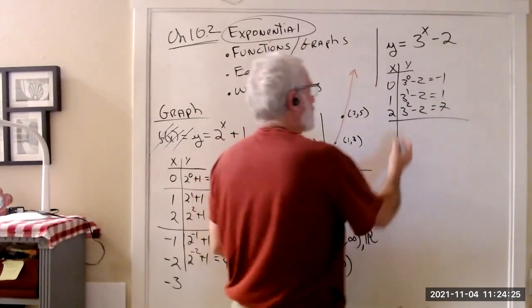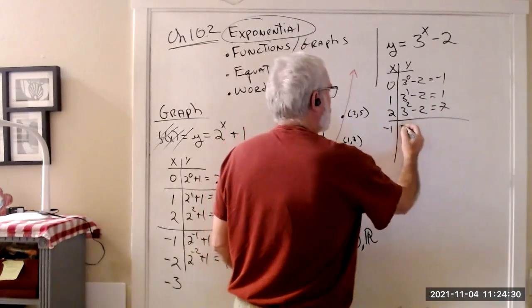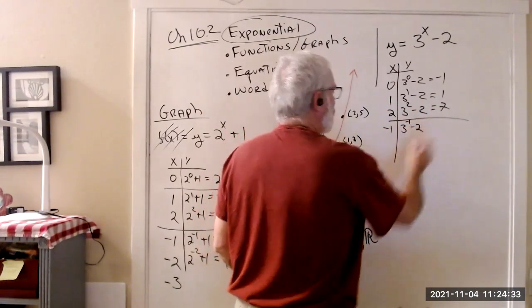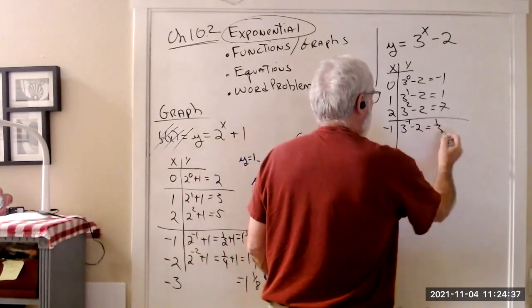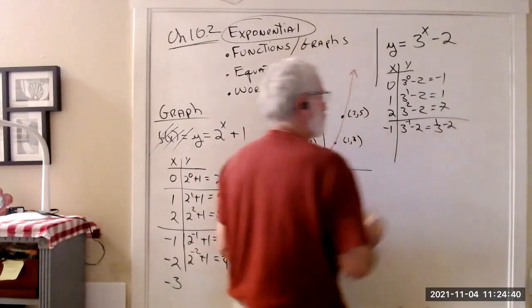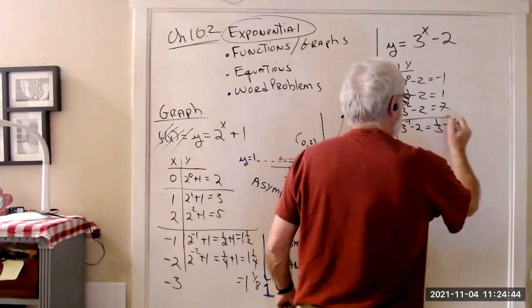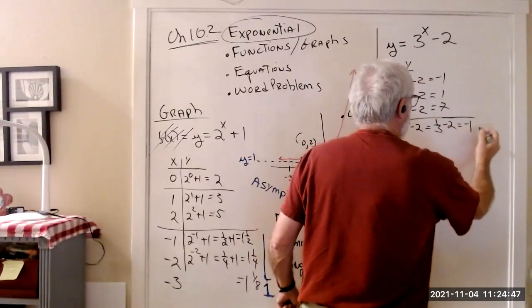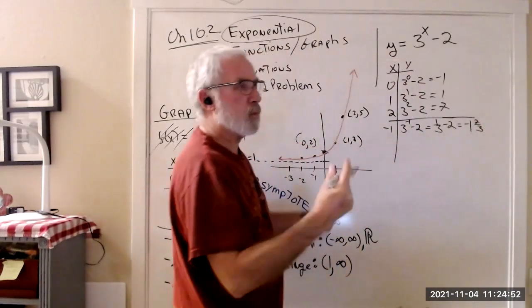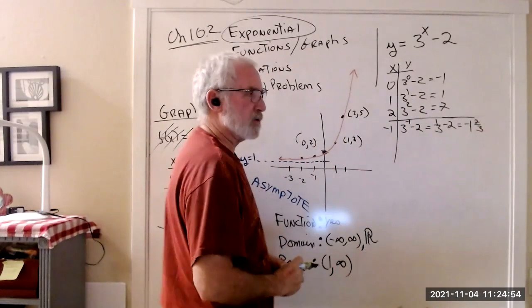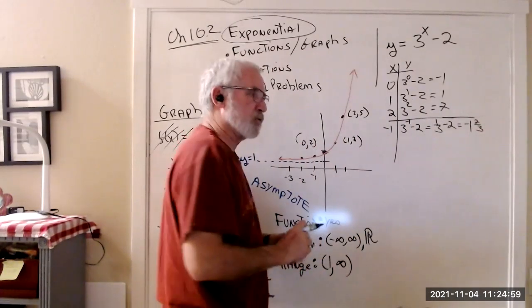Now, what about when x is negative? When x is negative 1, this is 3 to the negative 1 minus 2. Be careful. This is 1/3 take away 2. This is negative 1 2/3, or negative 1.666 or whatever your calculator says, but it's negative. Be very careful. Remember, subtraction is a killer.